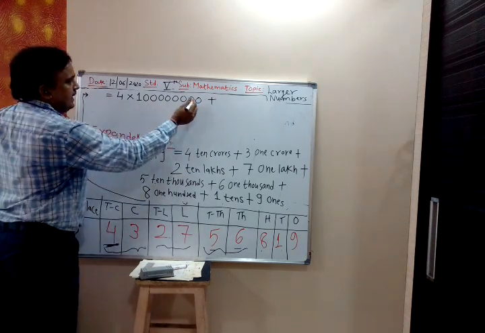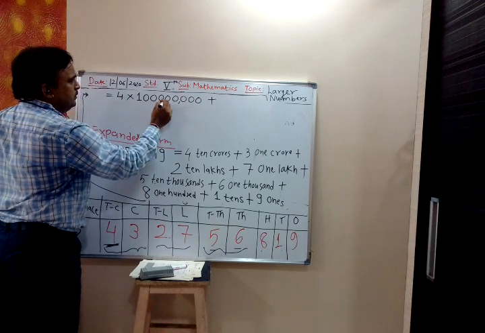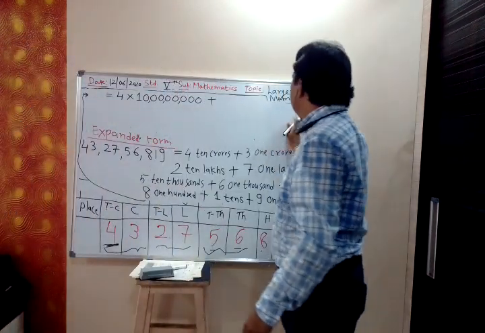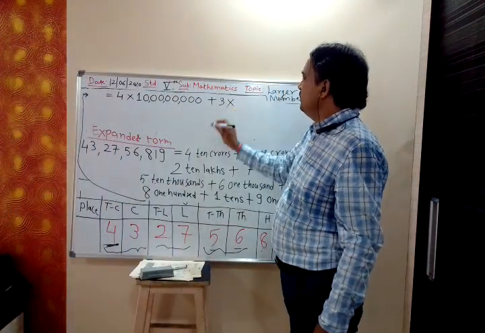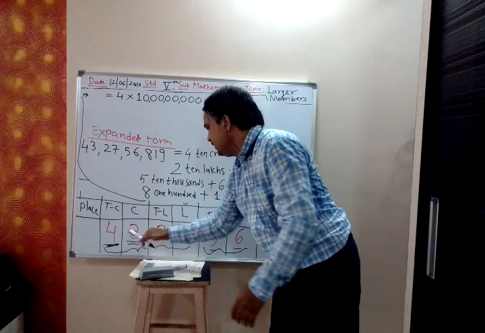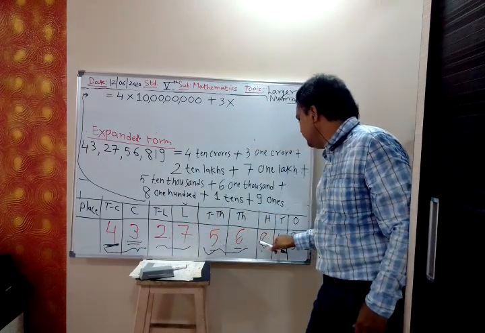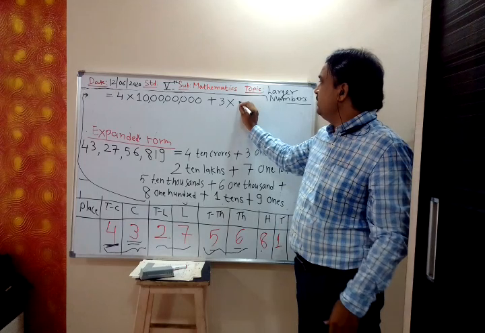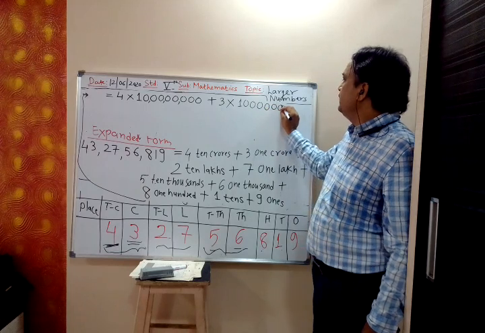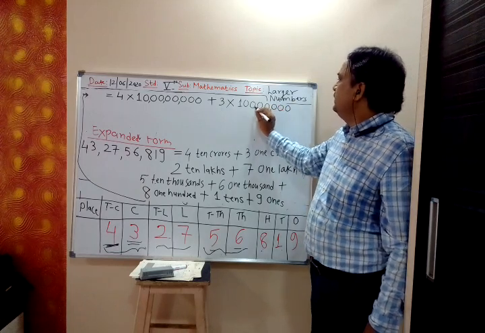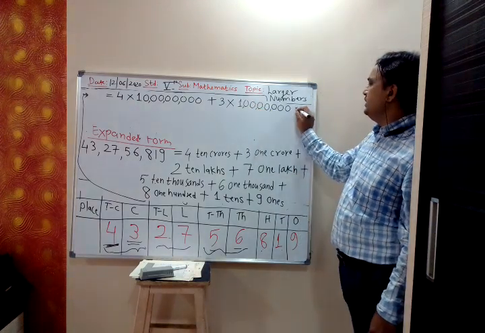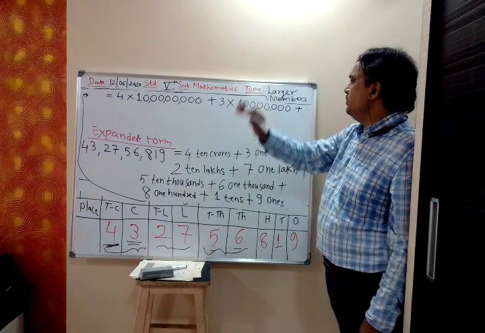Now I will put the comma. After 3, then 2, then 2, it is 10 crore. Plus 3 into 1 crore. After this 3, how many digits are there? 1, 2, 3, 4, 5, 6, 7. So 7 zeros will be there in 1 crore. We put the comma in the Indian system of numeration: 3, then 2, then 2.